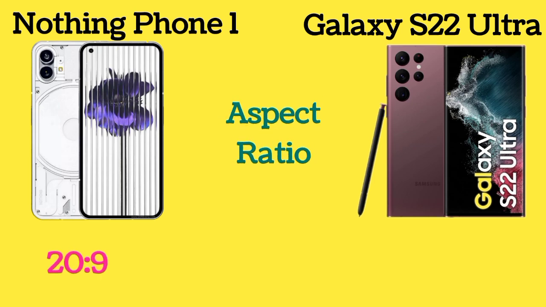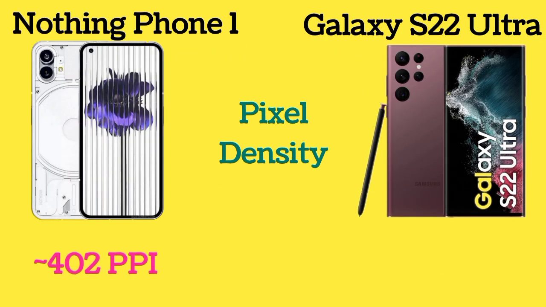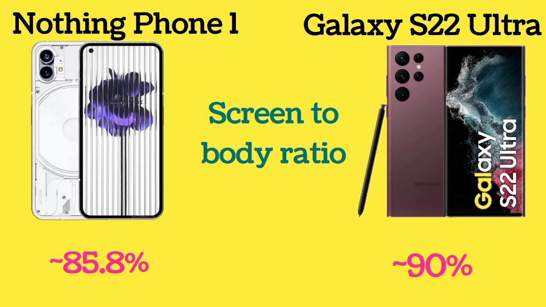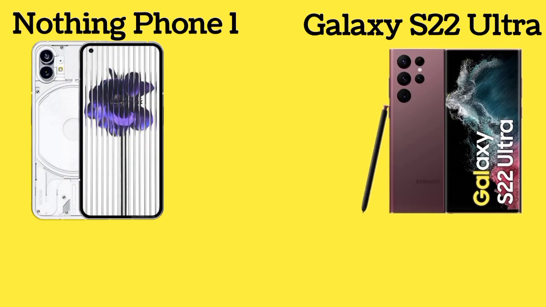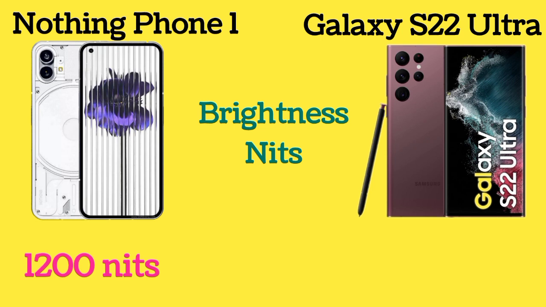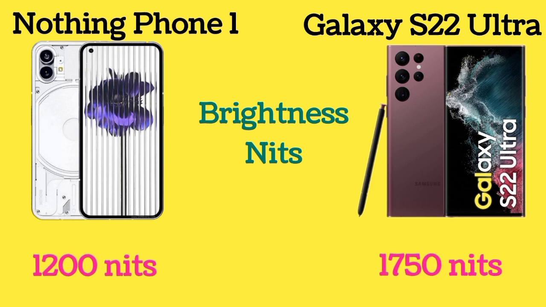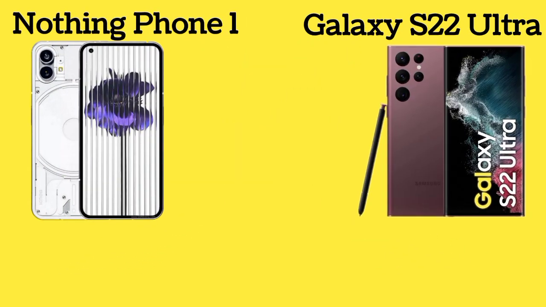Here is aspect ratio of both Nothing Phone 1 and Galaxy S22 Ultra. Pixel density of both Nothing Phone 1 and Galaxy S22 Ultra is 402 pixels per inch and 500 pixels per inch. Screen to body ratio of both Nothing Phone 1 and Galaxy S22 Ultra is 85.4% and 90%. Brightness nits of Nothing Phone 1 and Galaxy S22 Ultra is 1200 nits and 1750 nits. Glass type of both Nothing Phone 1 and Galaxy S22 Ultra.